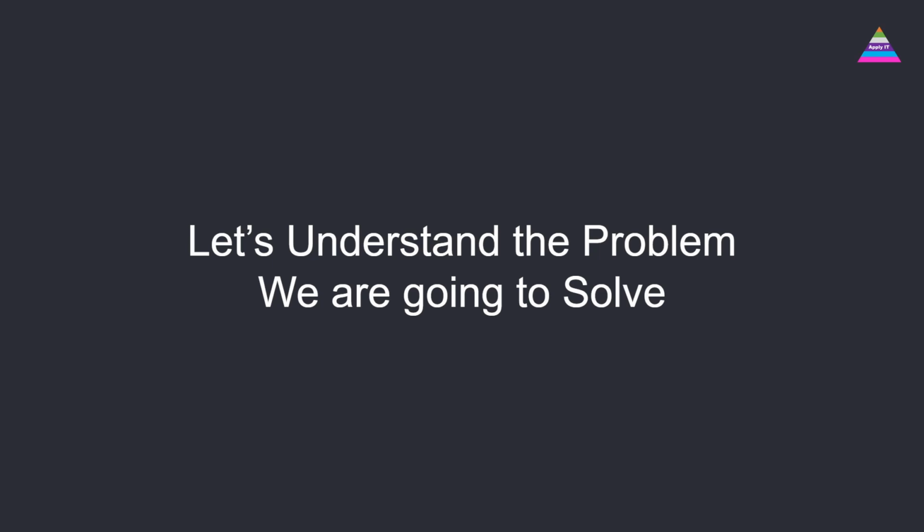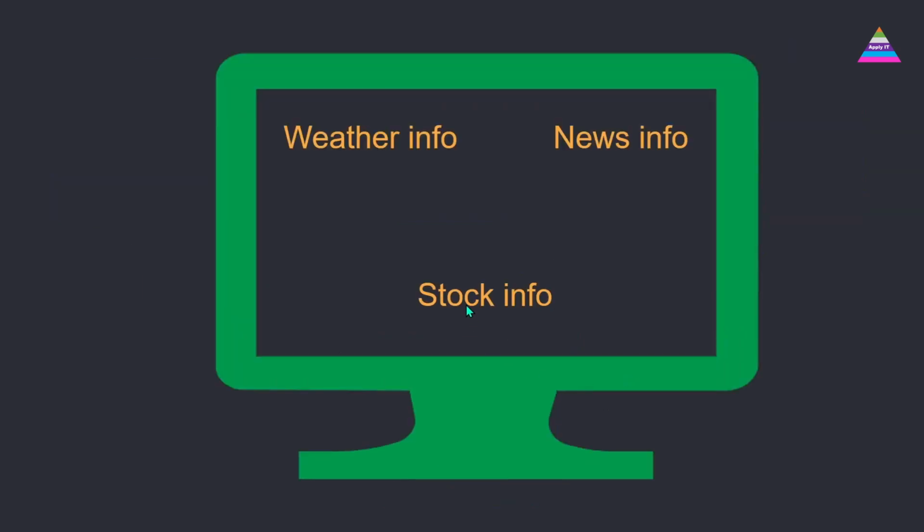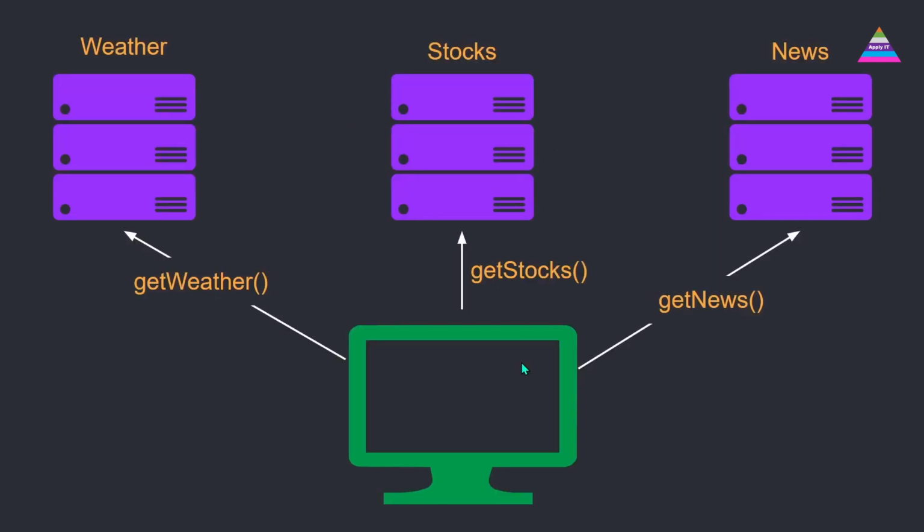So first let's understand the problem that we are going to solve. Consider we have three different APIs available. Weather, which provides weather information through the getWeather function. We have the stocks API, which provides stock information through the getStocks function. And we have the news API, which provides news information using the getNews function. We want to display the information returned by these three different APIs on a dashboard, or say in console.log.